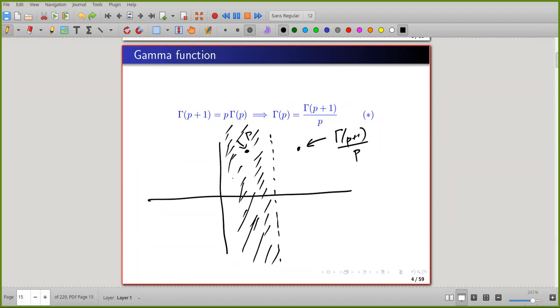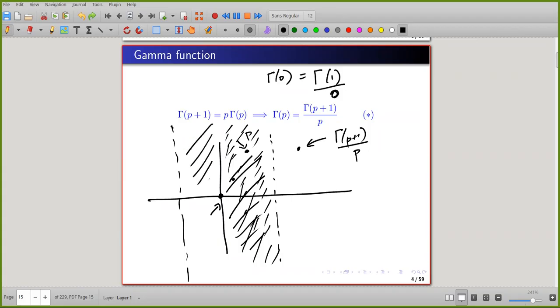Right? For any p over here, my gamma function is defined. Now, if I want to define gamma of 0, then I will have gamma of 0 is equal to gamma of 1 divided by 0. So the gamma function will blow up over here. Let's say we don't want to define it over here. Let's look at this region now.